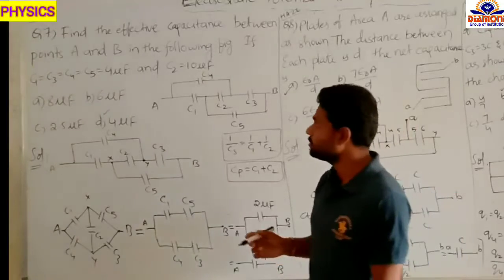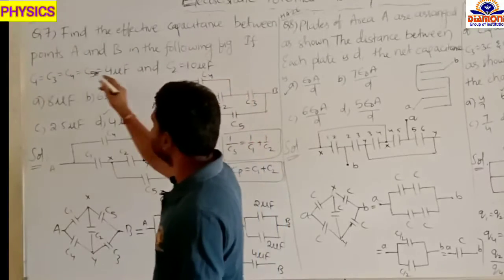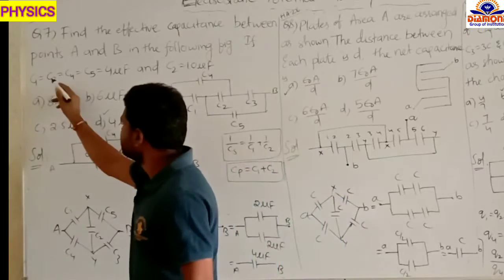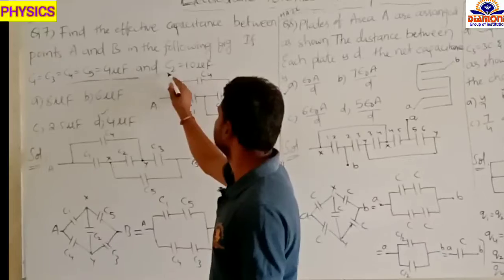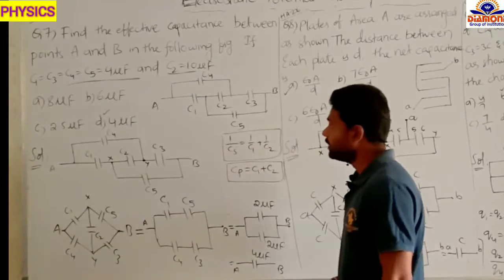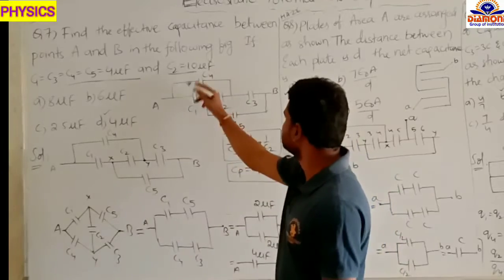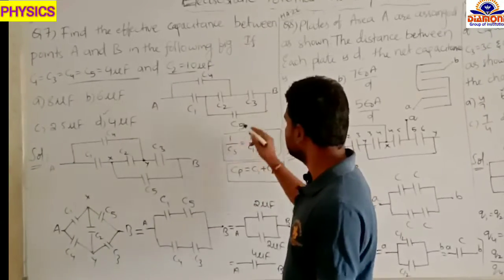Next question, 7th question. Find the effective capacitance between points A and B in the following figure. C1, C3, C4, C5 equal 4 microfarads and C2 equals 10 microfarads. The unit of capacitance is farads. Now this is the circuit diagram they gave: C1, C2, C3, and here C4, here C5.